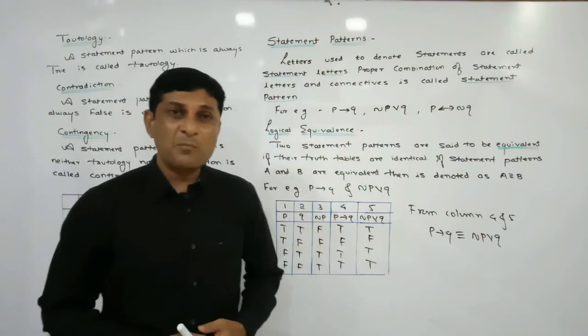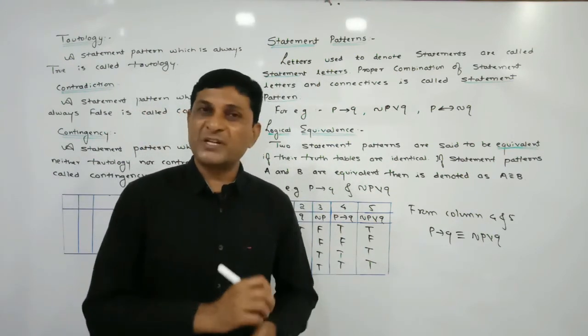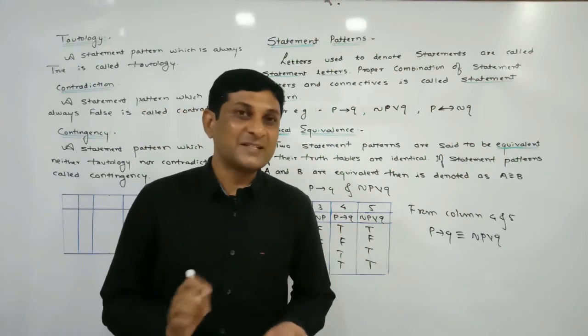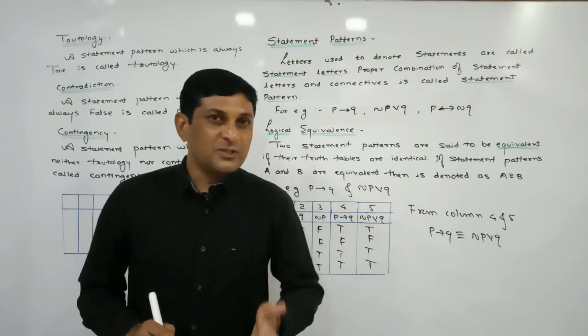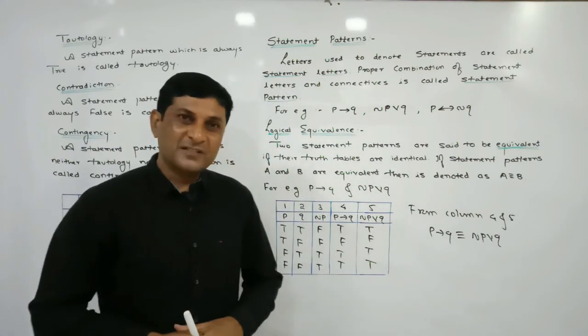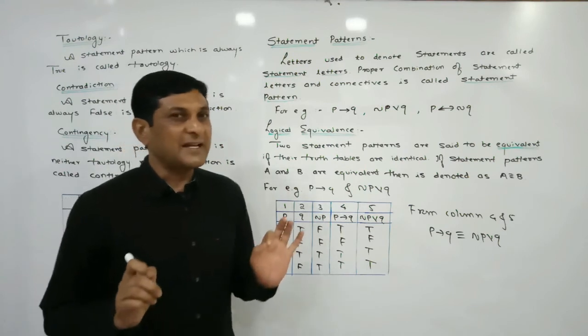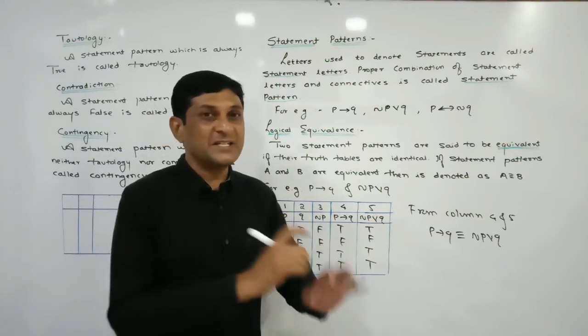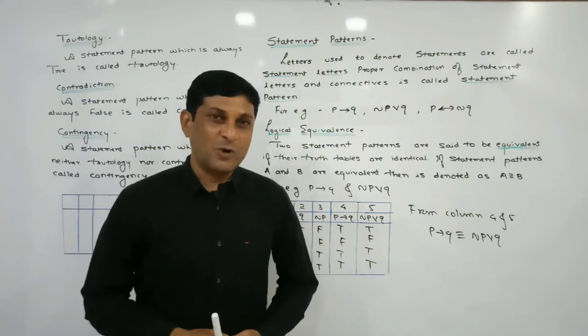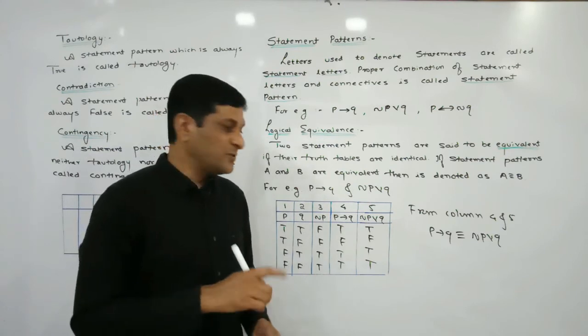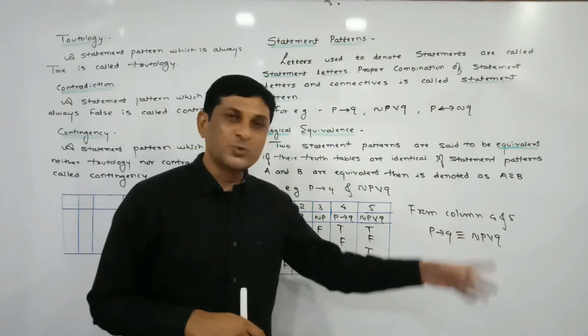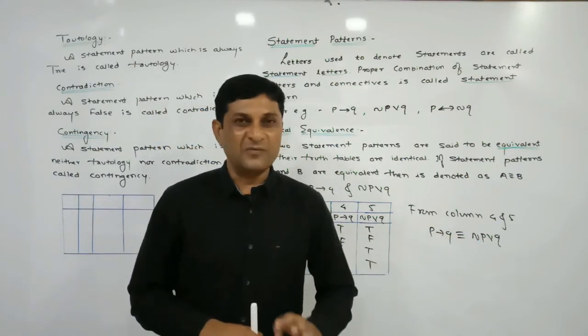Hope the idea about how to show that two statements are logically equivalent is clear to you. Simply find their truth values and check whether the truth values of both statements are identical, exactly the same or not. If the truth values are identical, we can say that the two statements are logically equivalent.